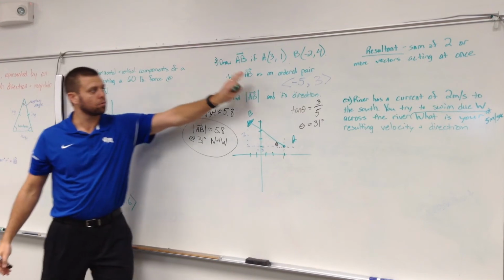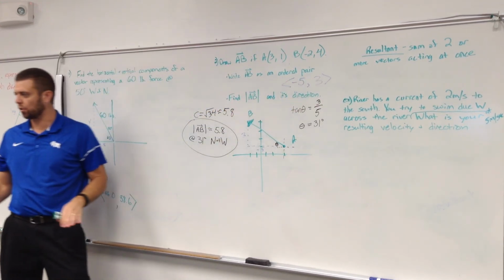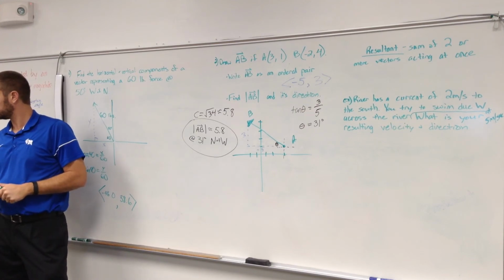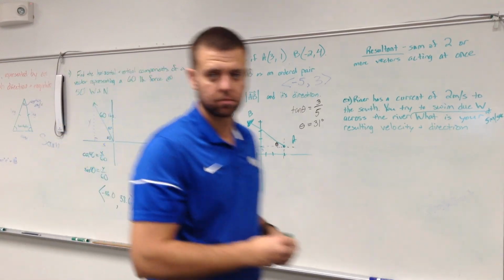Draw the vector, write it as an ordered pair, find the magnitude, find the direction. Questions? Seems simple enough. Okay, try the next two problems.